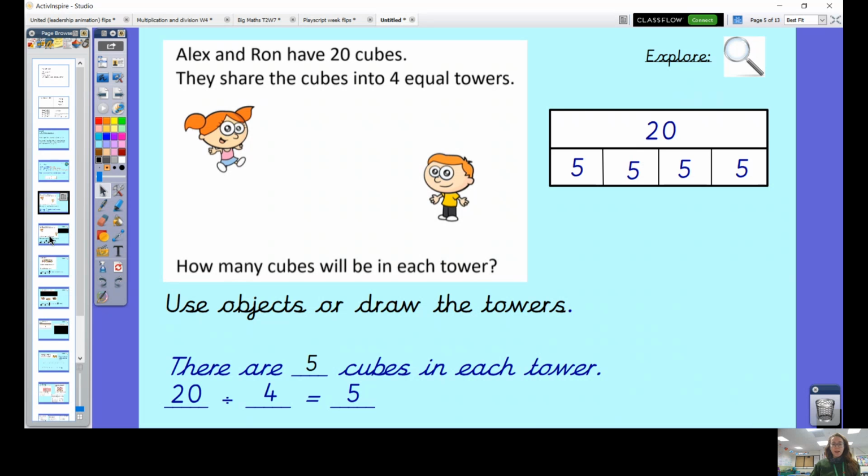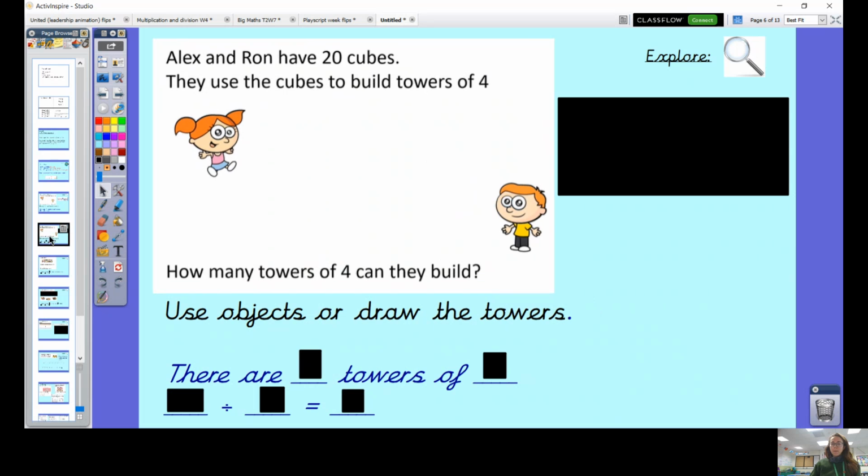Let's have a look at another way of dividing. Alex and Ron have 20 cubes again. They use the cubes to build towers of 4. How many towers of 4 can they build? Pause the video to do that now and have a think about what the blanks are going to be. Yeah, so you should have 5 towers of 4 this time.